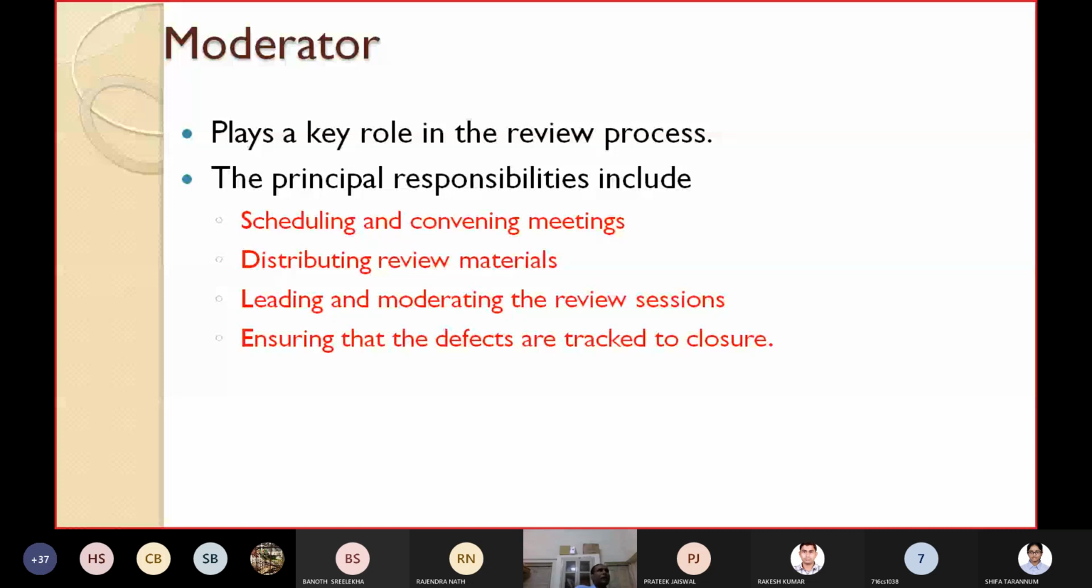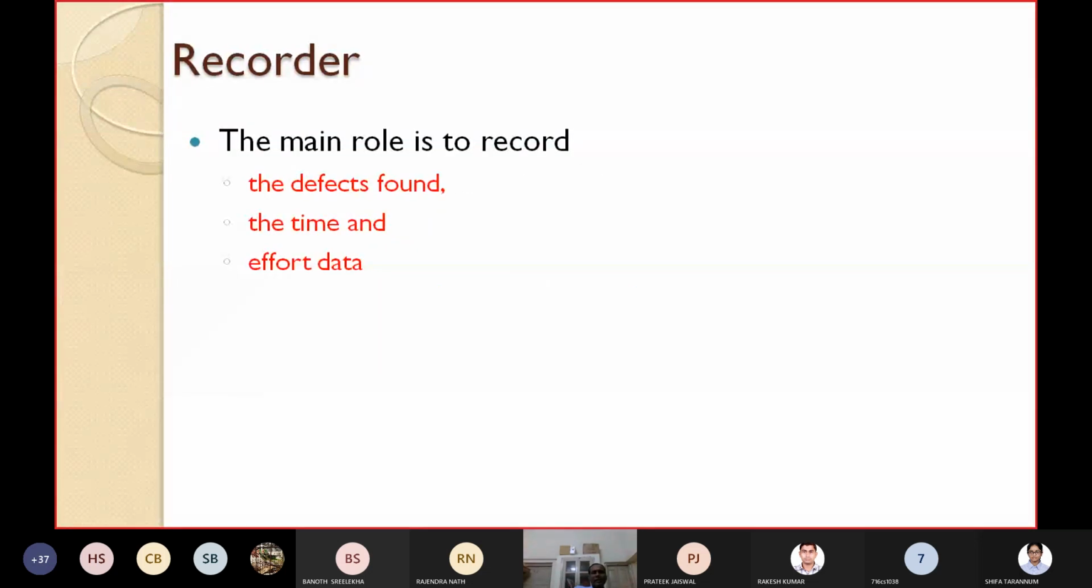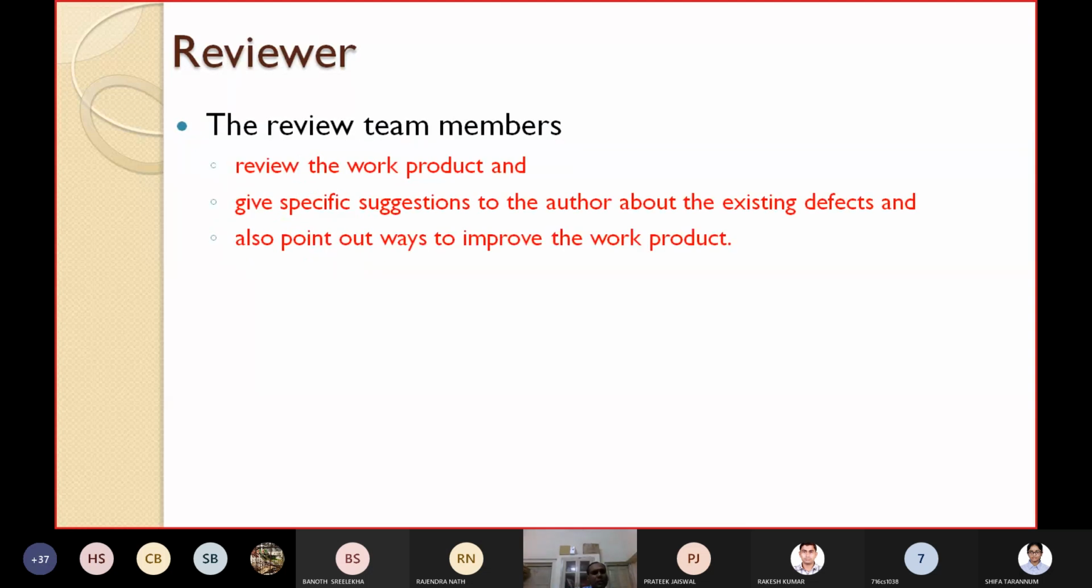Similarly, the recorder's main role is to record the defects found. He also records the time spent in the review meetings. He also records the effort required to collect the data. Similarly, the reviewer: there can be more than one reviewer in the review team, but normally there is one moderator and one recorder, while there can be more than one review member.